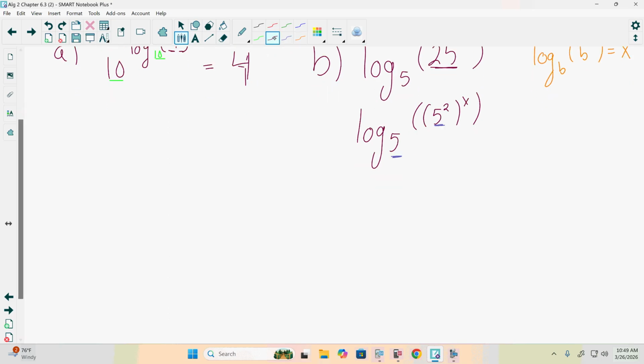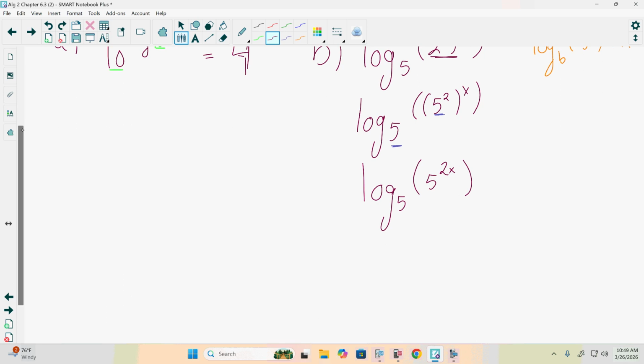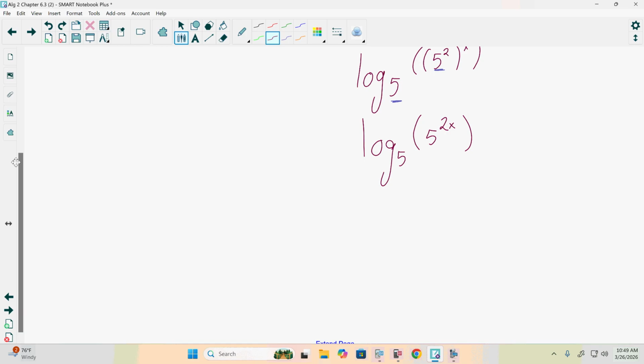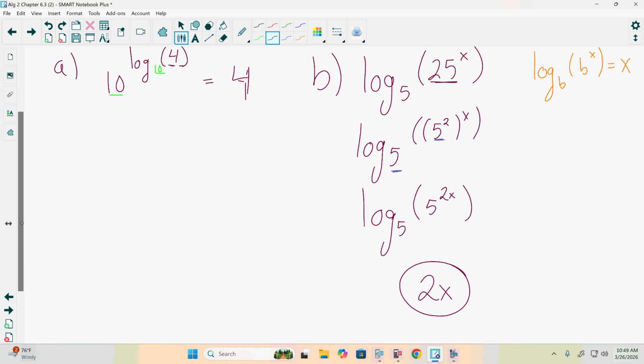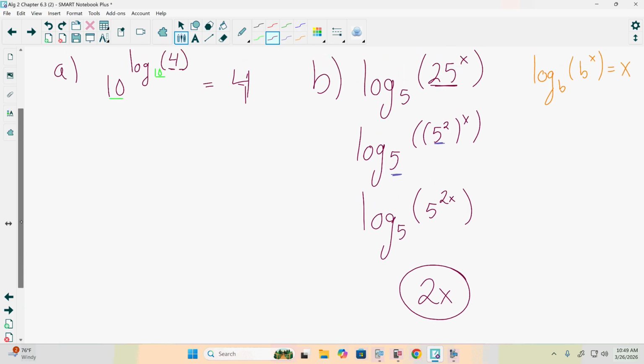Now we have one last step before we simplify, and that is the fact that powers of powers multiply. So really what we have here is log base 5 of 5 to the 2x. Because the base and what's inside the log are the same, they're both 5, it will simplify out, it will reduce, and give us the exponent, which is 2x. So log base 5 of 25 to the x reduces to log base 5 of 5 to the 2x, which reduces to 2x.